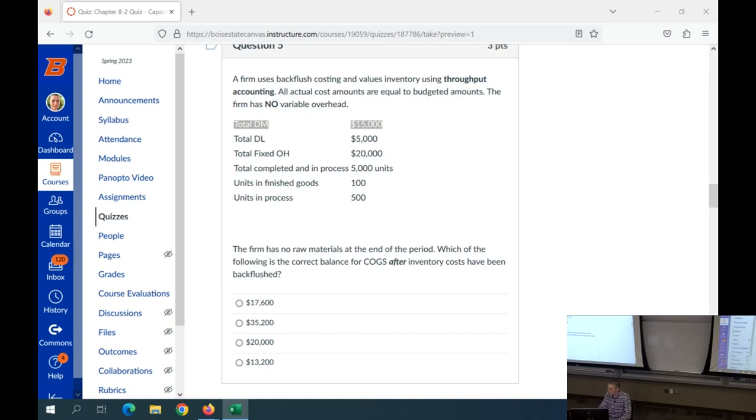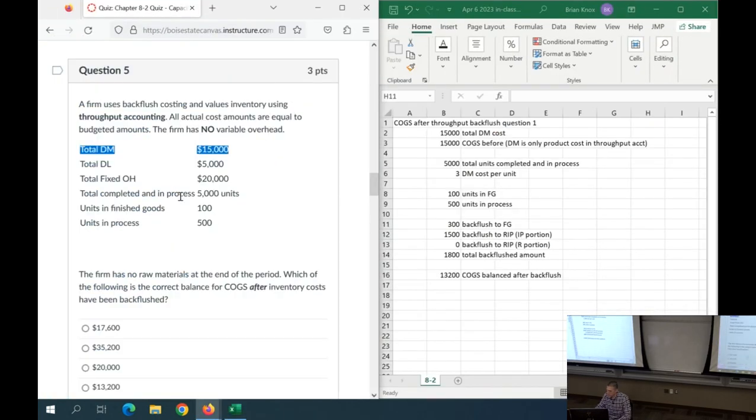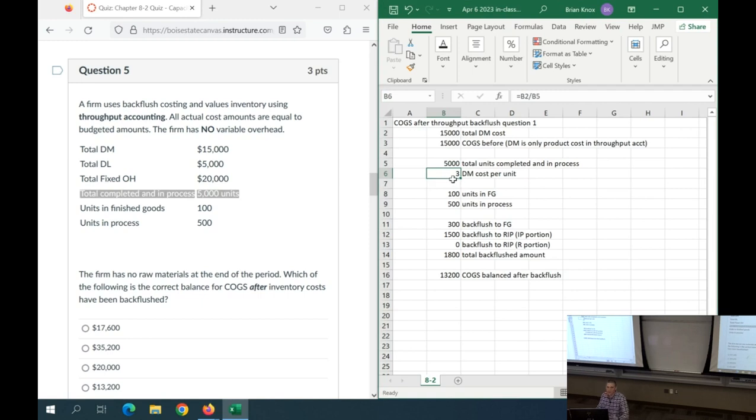Let's compare notes here. So the thing I did is I had only the direct materials cost be the product cost. In throughput accounting land, they ignore direct labor, and both throughput accounting and direct costing ignore fixed overhead costs. So in the numerator, it's going to be 15,000. In the denominator, it's 5,000, exactly how you had. And we end up with $3 per unit instead of, you had $4 per unit as the cost. If you had both DM and DL in the numerator, it would have been $4 per unit.